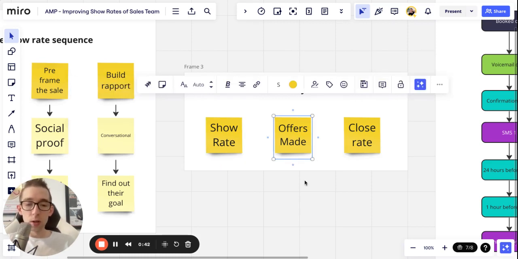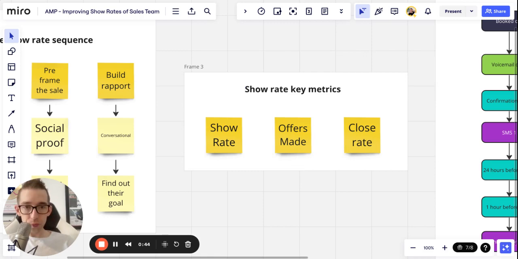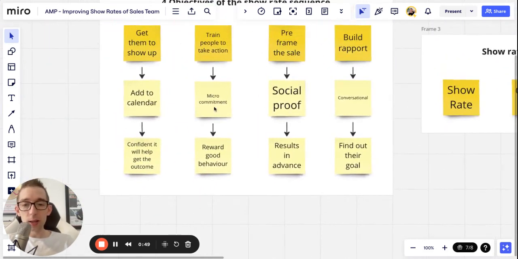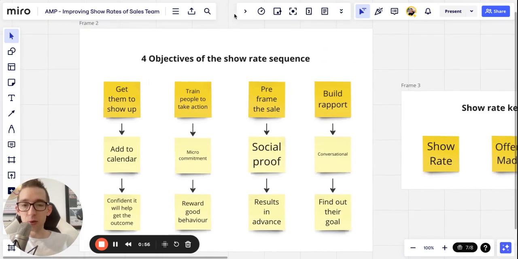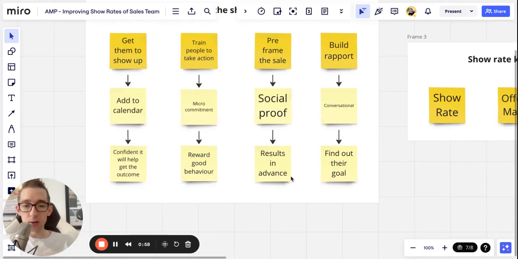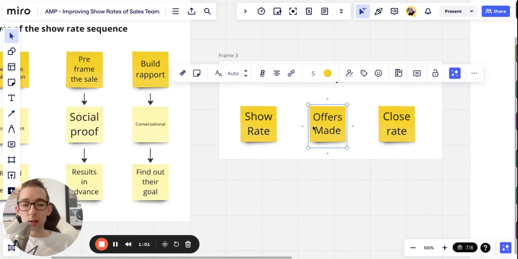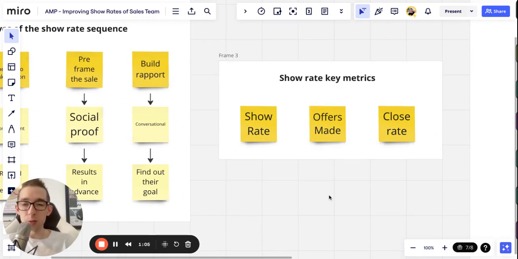The second one is offers made. So if you're doing the show rate sequence right, and that doesn't mean just emails and SMS, that means all the pages and social proof and everything else that's in these four objectives here, and I'll go through this in another video. If you're doing it right, you're going to be making more offers on the call. You're going to be pitching more things because you've also done some pre-qualification to make sure that the person who's getting on the call is qualified. And then you should be making more offers for them to work with you.